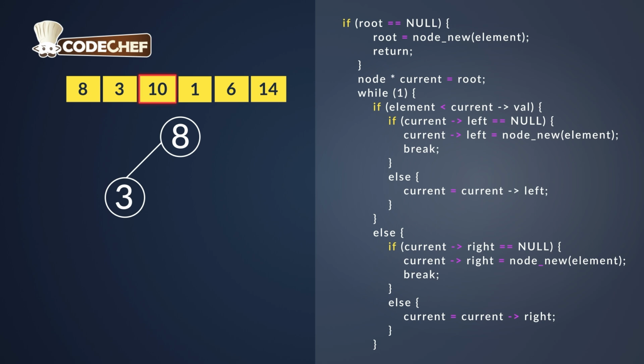Next, we insert 10. It is greater than 8. So we move right and place it as the right child. The code follows the same logic, creating a right child node.